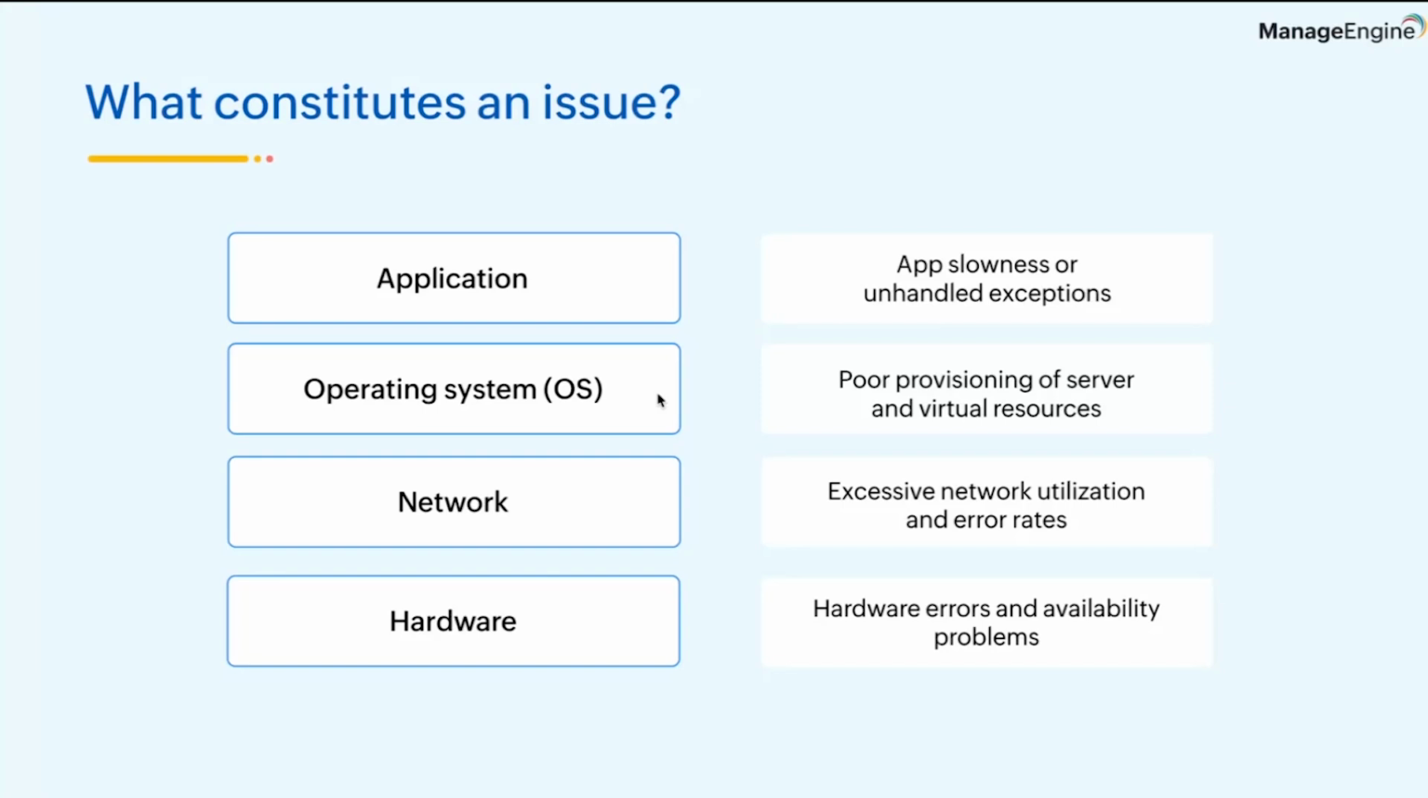And at the operating system level, you'll be able to see if servers have been provisioned poorly. And at the application layer, you'll be able to see if there is any slowness or unhandled exceptions.